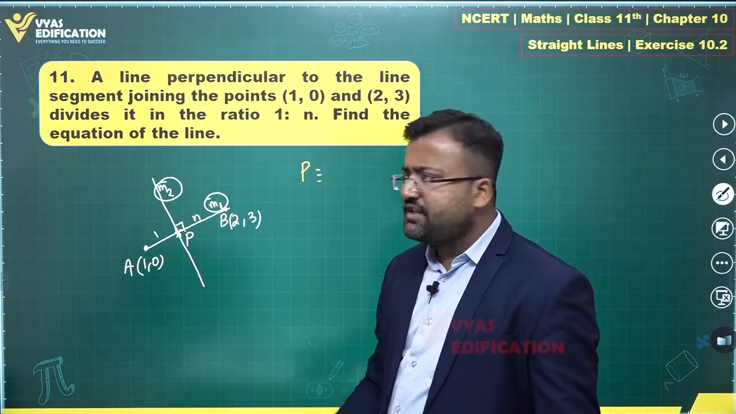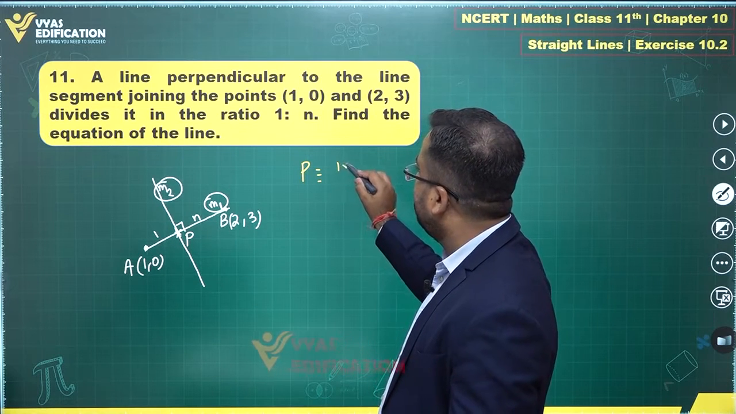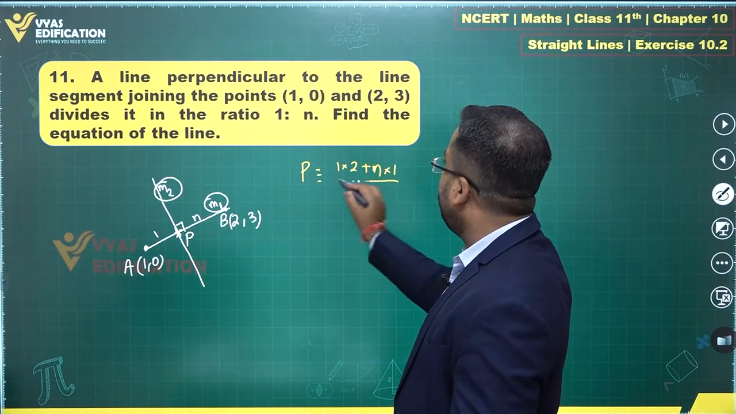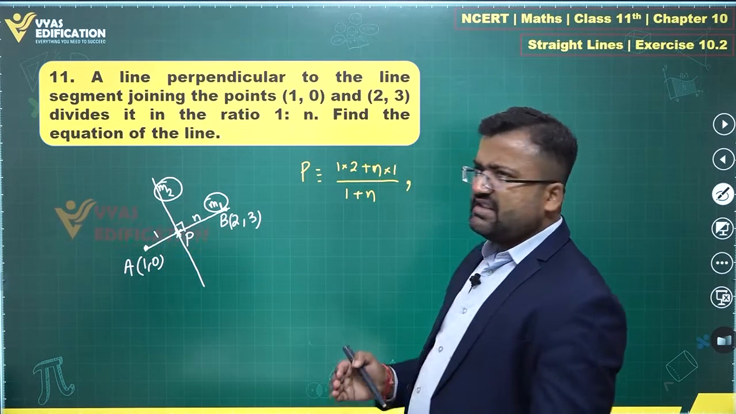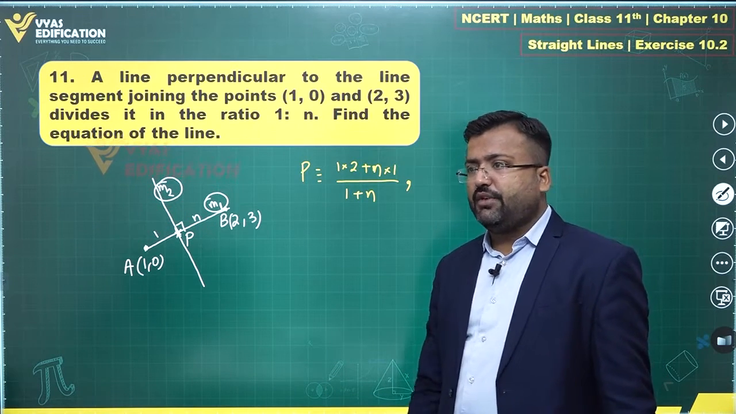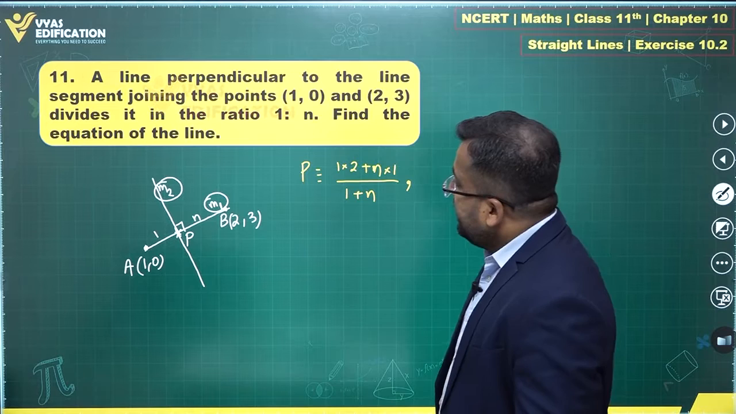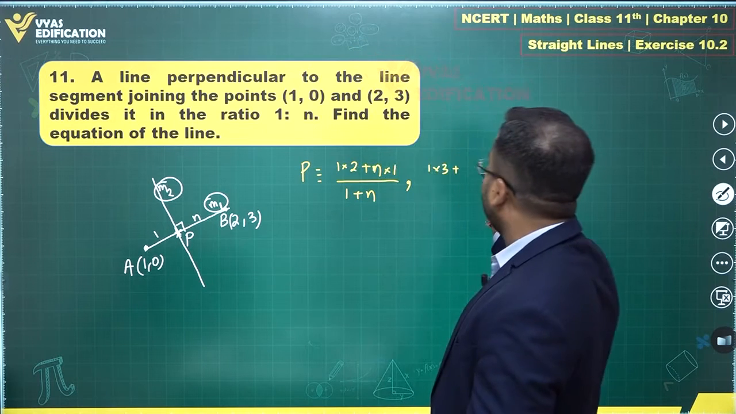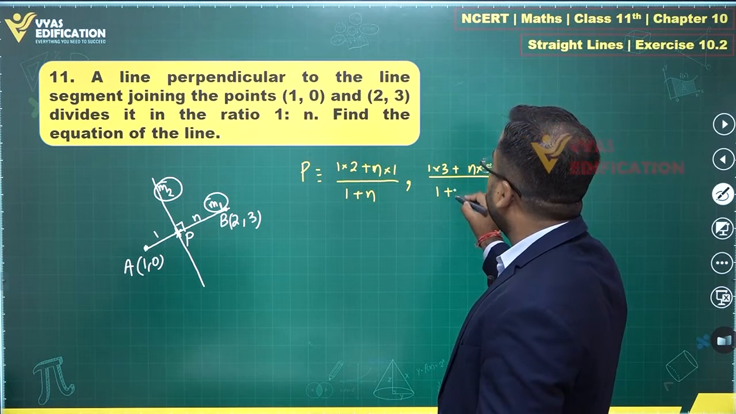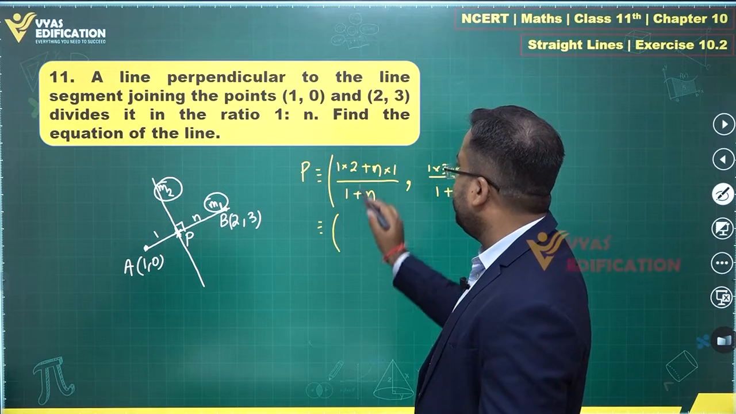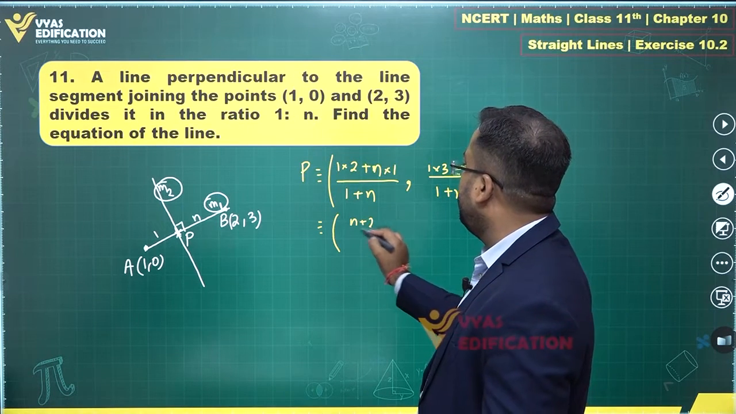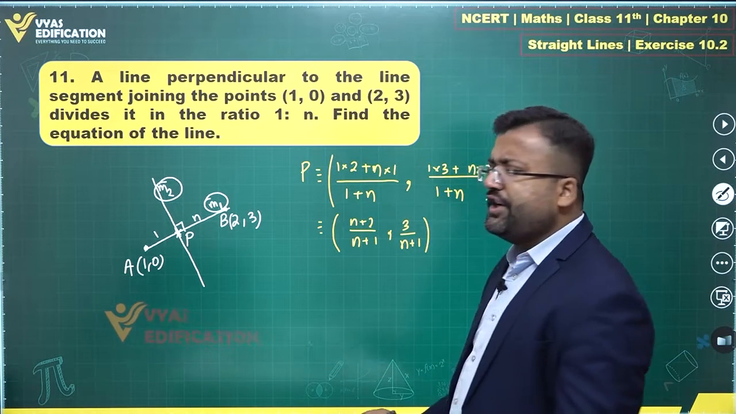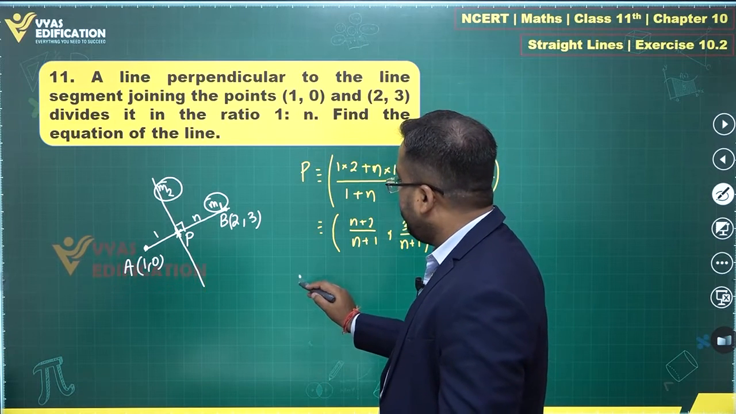The coordinates of point P are very simple. 1 times 2 plus n times 1, upon 1 plus n. This is m1 x2 plus m2 x1 upon m1 plus m2. Next, 1 times 3 plus n times 0 upon 1 plus n. These are the x and y coordinates of point P. What is that? (n plus 2) upon (n plus 1), comma, 3 upon (n plus 1). These are the coordinates of point P.